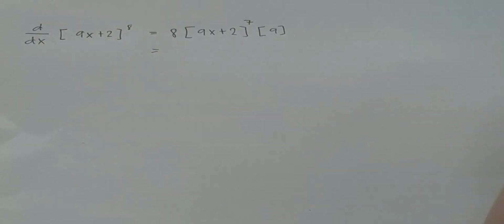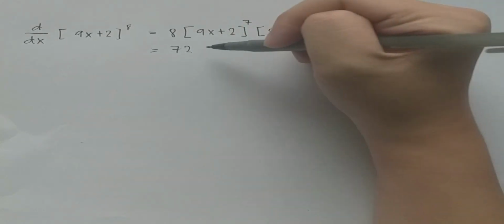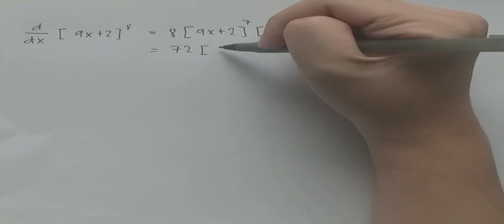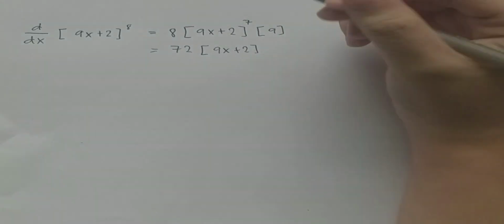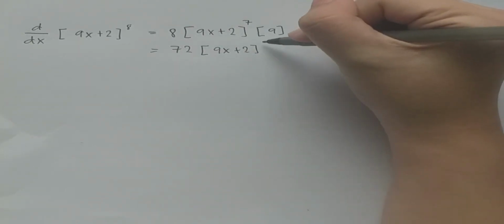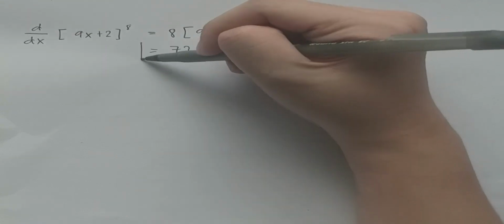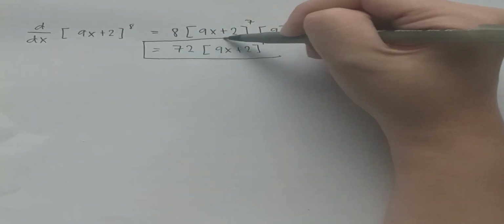8 times 9 is 72. And copy the inside, which is 9x + 2. And we're also going to copy the exponent, which is 7. And this is our final answer.